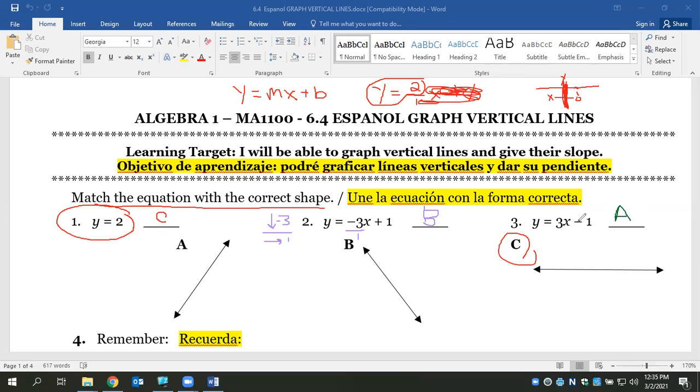Y equals 3x minus 1. Well, since there's no grid here, we don't know where this minus 1 is. We simply don't. And it's 3 over 1. That means it's going up. B is going down, so it can't be that. C is just a horizontal line. So we have the answers, and the answers are C, B, and A. All right. I erase B. Good. So we have the answers for those.